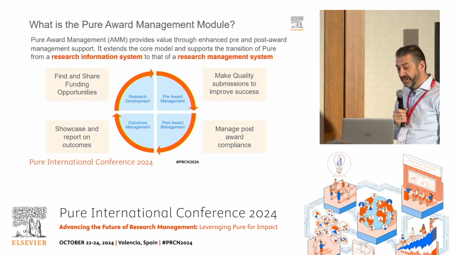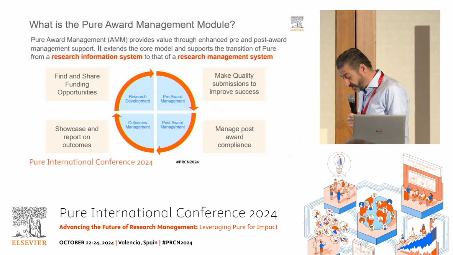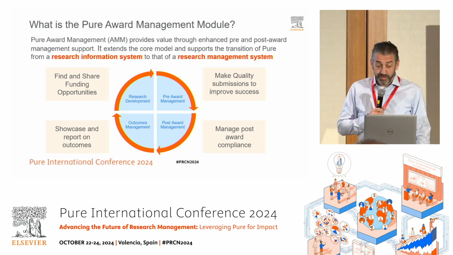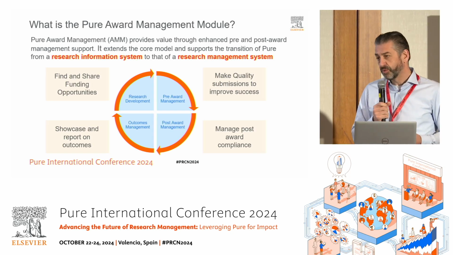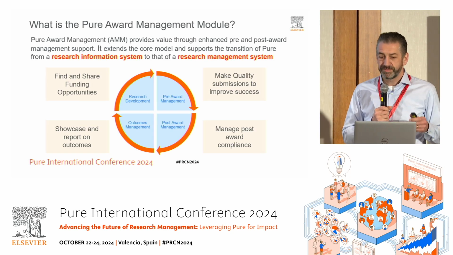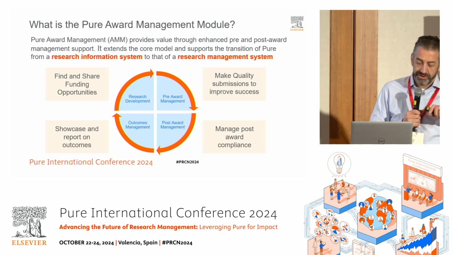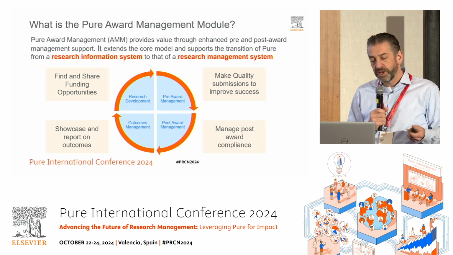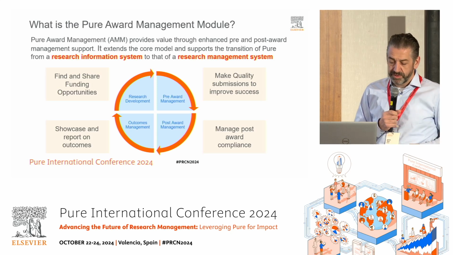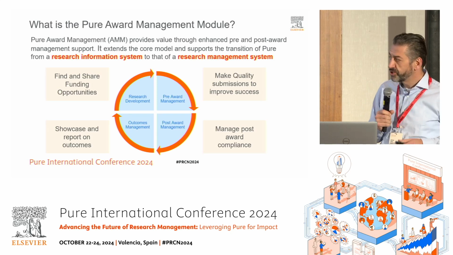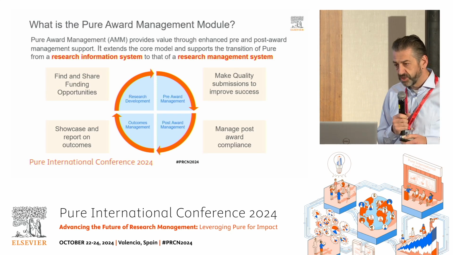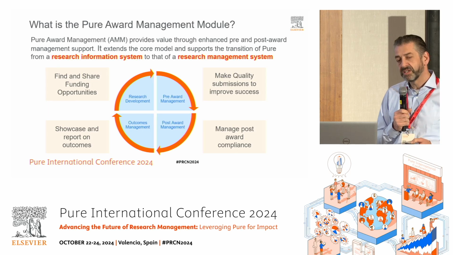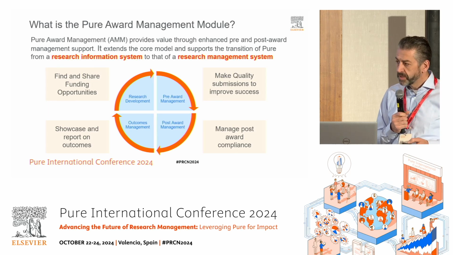Just for those that don't know, the award management module is different from a lot of other modules we have in Pure. Its specific intention is to make this transition between becoming essentially a catalog system of information into an actionable research management system. So it occupies that interesting space where we're actually having to deal with institutional processes and how we implement those processes.